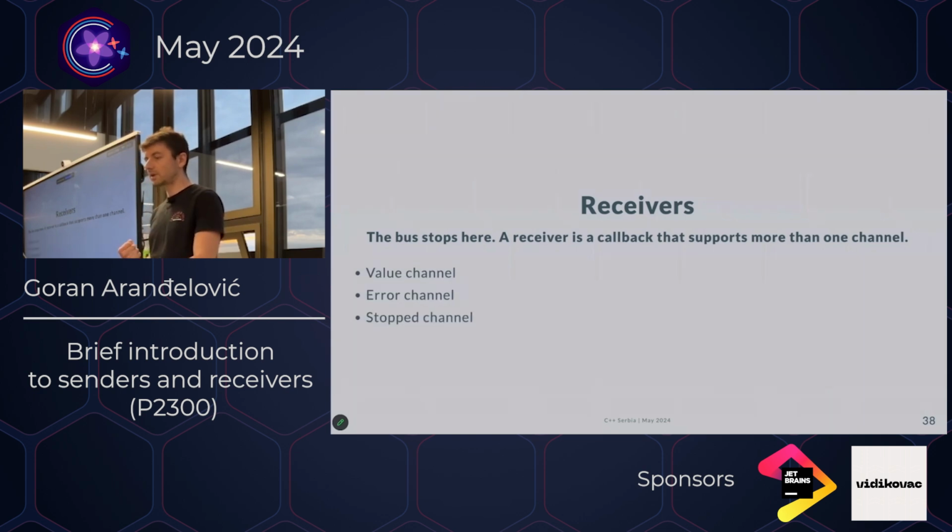But with receivers, we only dealt here with the value channel, with set value, but also you're able to provide an error. So for example, if you have an exception thrown in your async computation from the previous example, you will not call set value, you will call set exception, right? And you will set that as a problem. Also, you have a stop channel, right? You can cancel your computation.